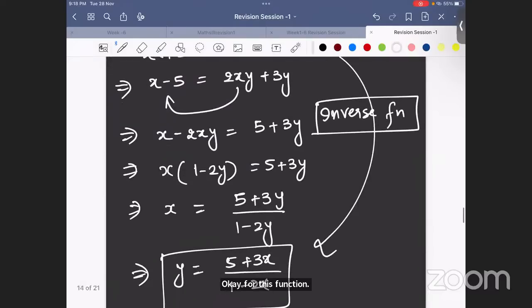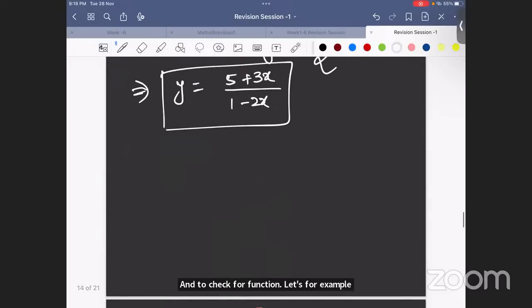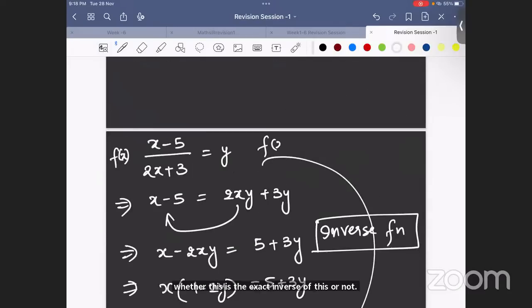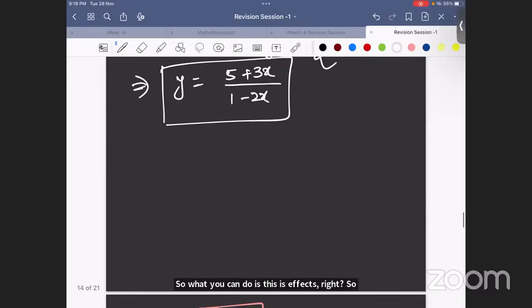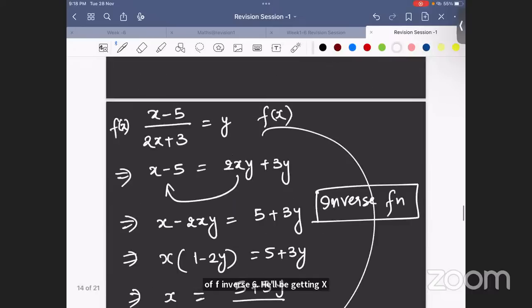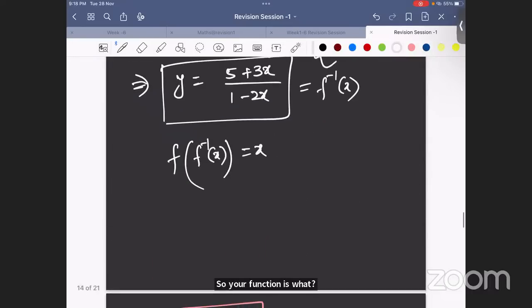Now let's check whether this is the exact inverse or not. This is f(x), right? I told you, if this is f inverse x, then you have to put the value of f inverse x into f, and you'll be getting x. So your function is x minus 5, and you have to put the value of this.